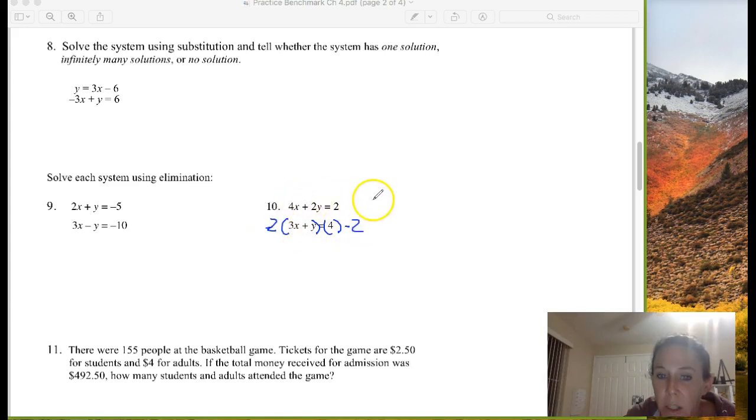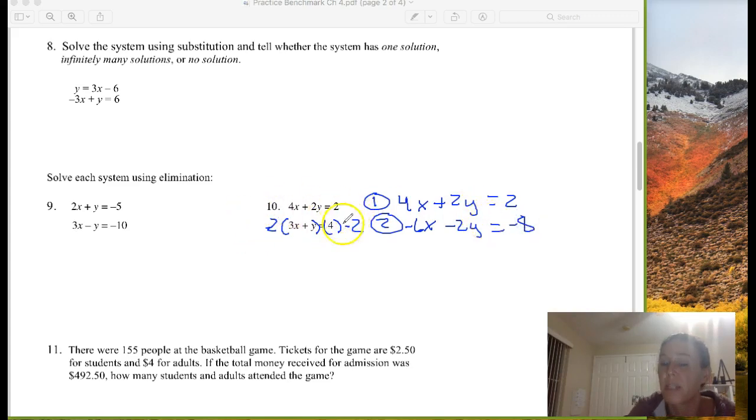To make it balanced. So equation 1 stands. We leave that guy alone: 4x plus 2y equals 2. Equation 2, I'm going to rewrite. Sorry, it's ugly. Equation 2, I'm going to multiply -2 times 3x, which gives me -6x. -2 times y, which gives me -2y. Now you see when I add those, they will fall out. And then -2 times 4, which gives me -8. Now I've multiplied both sides of the equation by -2.